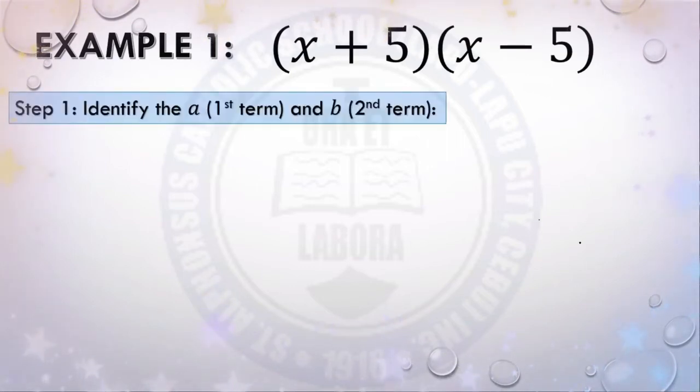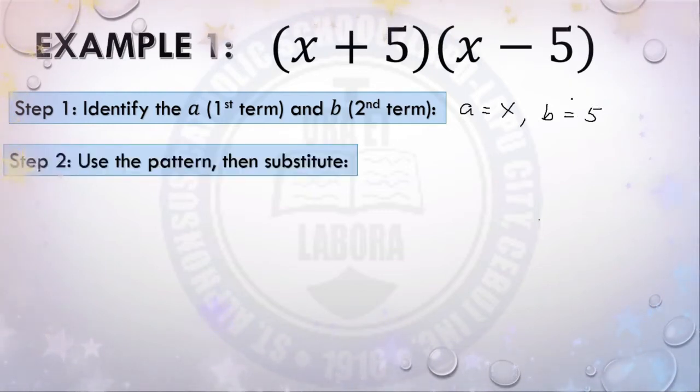Identify the first and last term. What is the first term? What is the last term? If your answer for A is x and your answer for B is 5, then you are correct. You can now proceed to the second step.